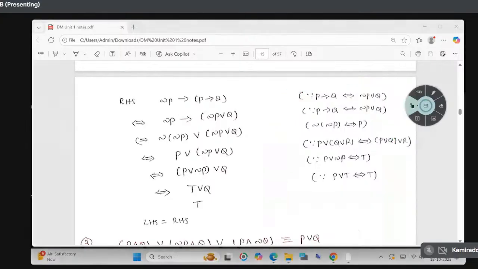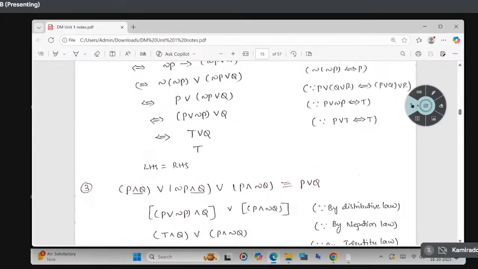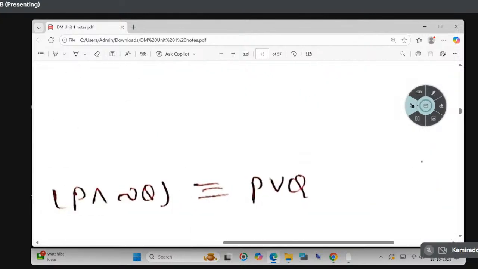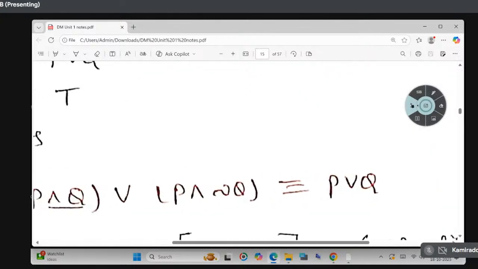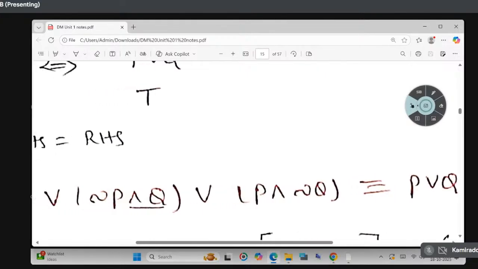Right. So next, this one. Take this particular problem. What is the question and what is the answer? Just tell me the answer. What is our question and what is our answer? Just tell me. First write the question.